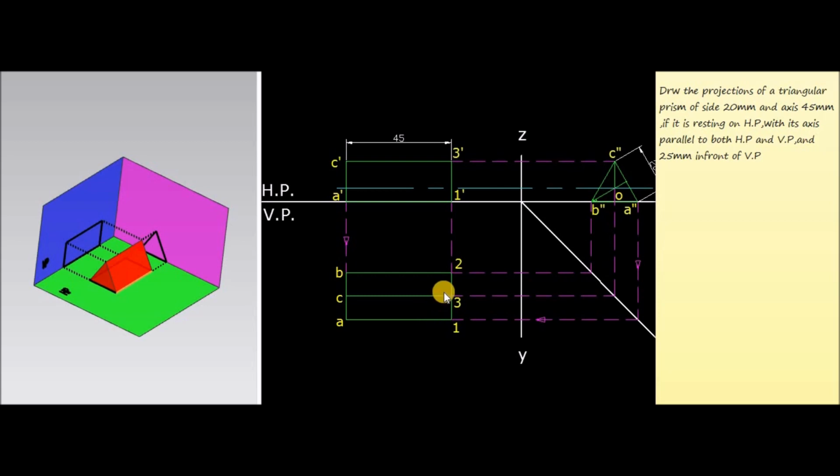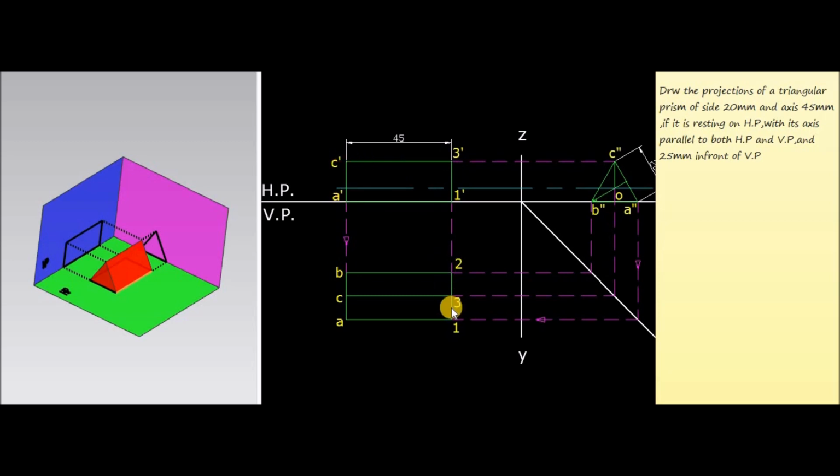So this is the final answer, and for drawing that, first of all we have to consider the side view, which is represented by A double dash, B double dash, C double dash, obtained by marking the corners at a distance of 20 mm from each other. Then for getting the front view, draw the corresponding projections perpendicular to the YZ line. Now corresponding to length 45 mm, which is the axis length of the triangular prism, mark the different corners 1 dash, 3 dash, C dash, A dash, and this rectangle represents the front view of the triangular prism.